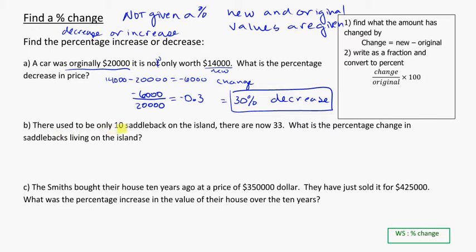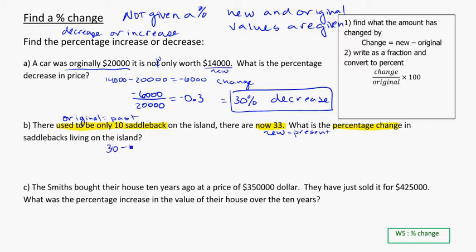There used to be only 10 saddlebacks on the island, and there are now 33. What is the percentage change in the saddlebacks living on the island? So "used to be," that's language that's telling me about the original. That's in the past. So original is often in the past tense. And "now," that's our new price. That's the present tense. So the original is in the past, and the new is the present. That's another way to help you read through the problem.